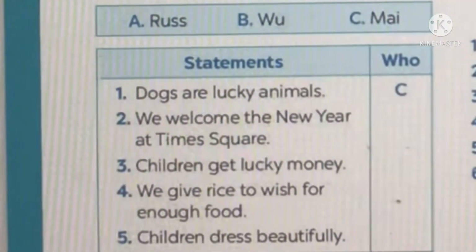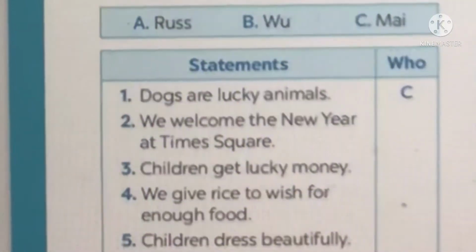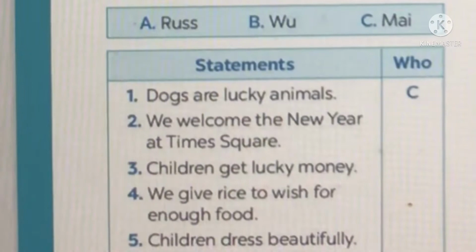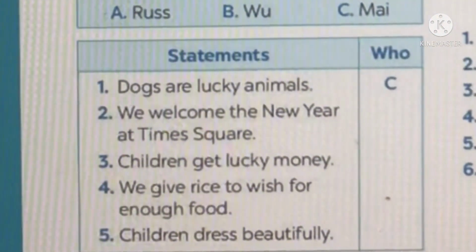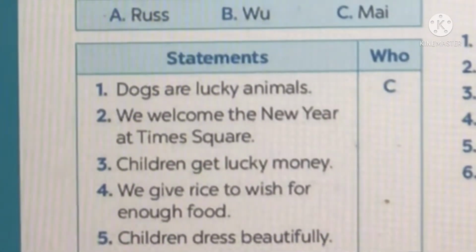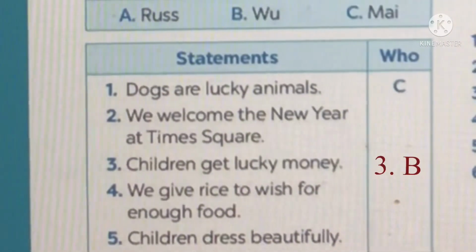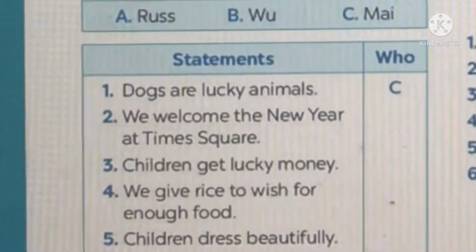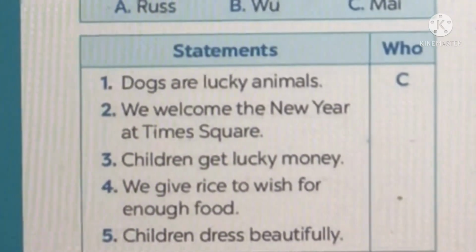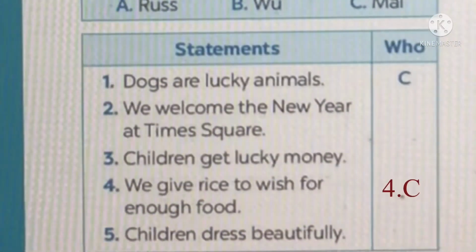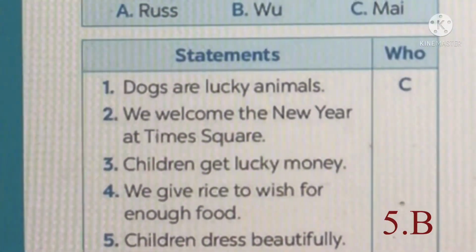Now look at number 1. Dogs are lucky animals. This sentence is from Mai, so we write C. 2. We welcome the new year at Times Square. This is from Rush, so we write A. 3. Children get lucky money. This is from Wu, so we write B. 4. We give rice to wish for enough food. This is from Mai, so we write C. And the last one, children dress beautifully, is from B, Wu.